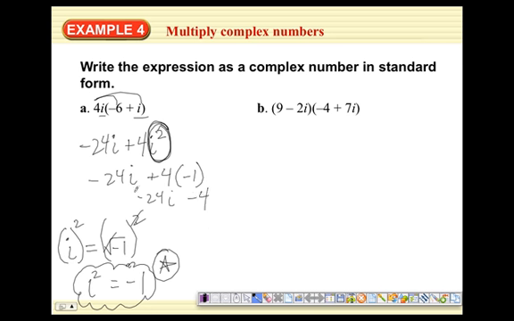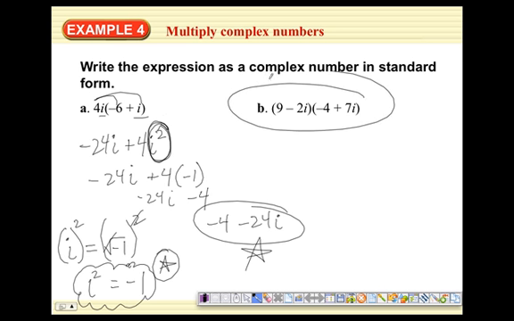Circle? No. Standard form says a plus bi. So people do all this work and then forget that little fact at the end. Negative 4 minus 24i. Now it's a plus bi. There we go. You got it? Okay. Knowing that fact right there, i squared is negative 1, I want you to do letter B by yourself. Go.